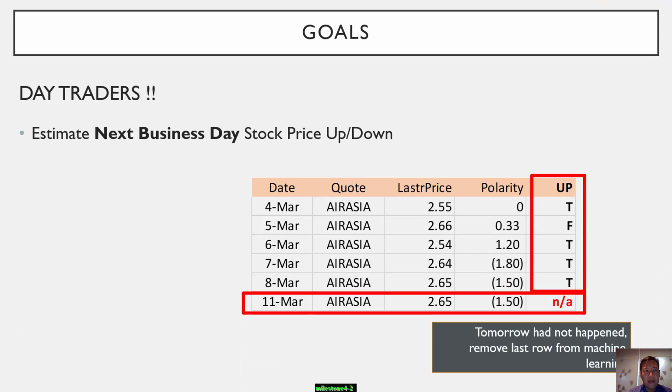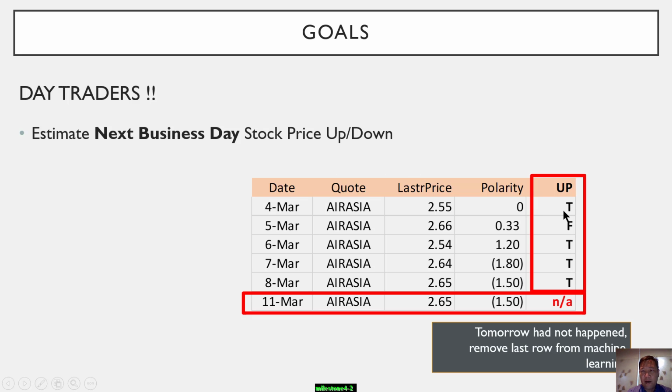Okay, let's look at our goals of prediction. So the goal is really going to be benefiting the day traders, whose only interest in the price is whether it is going to go up or down tomorrow, because they're going to make the buy and sell decisions for tomorrow.